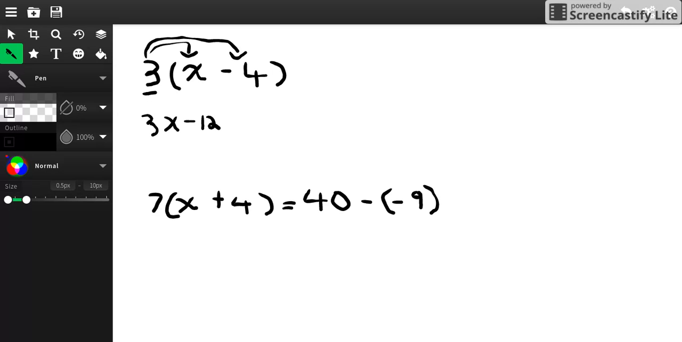I've got 7 times (x plus 4) in parentheses is equal to 40 minus negative 9. I encourage you to pause the video right now and try to solve it yourself. Okay, I'm assuming you've tried to solve it. Now let's check our answer.